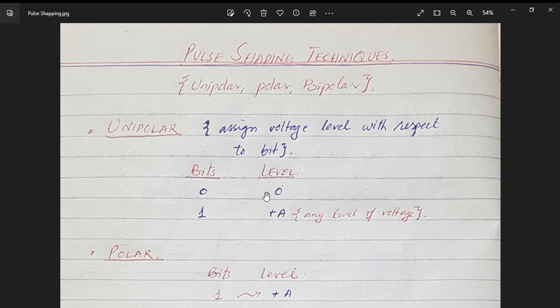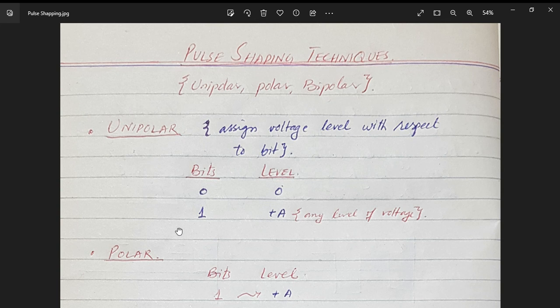the pulse level. The first one is 0 and the second one is positive A. Positive A can be of any level of voltage. It can be plus 1, plus 3, plus 5, 5.5 or 9 volts, whatever, because it is a DC. So for 0 bit you are going to assign a 0 level, and for 1 bit you are going to assign a positive A voltage. If this type of assignment is there, you can call this a unipolar technique.